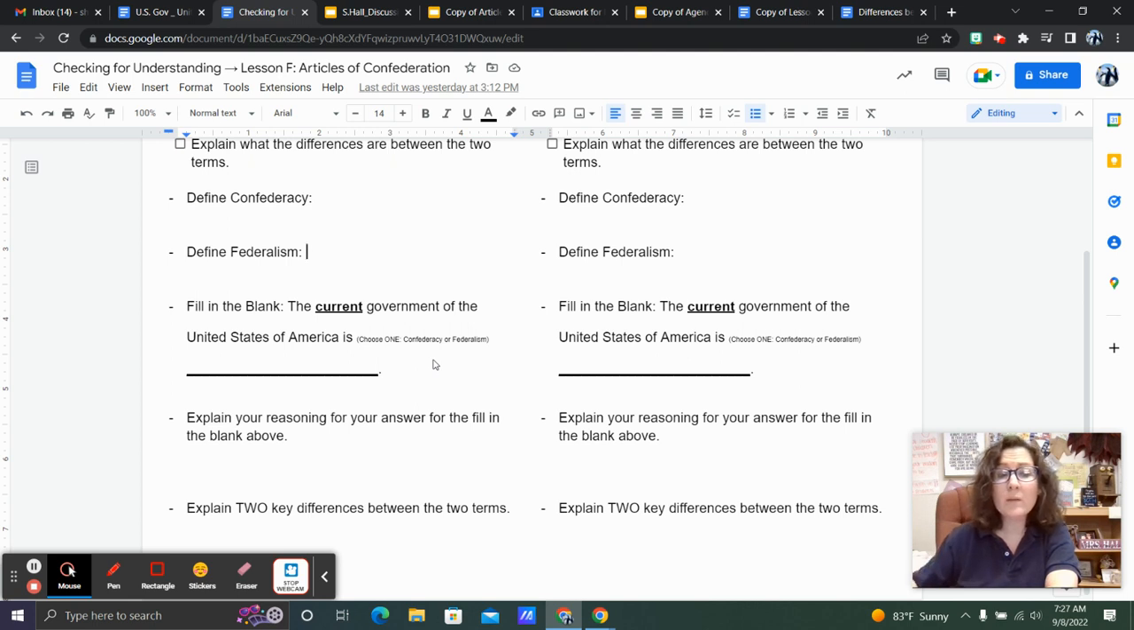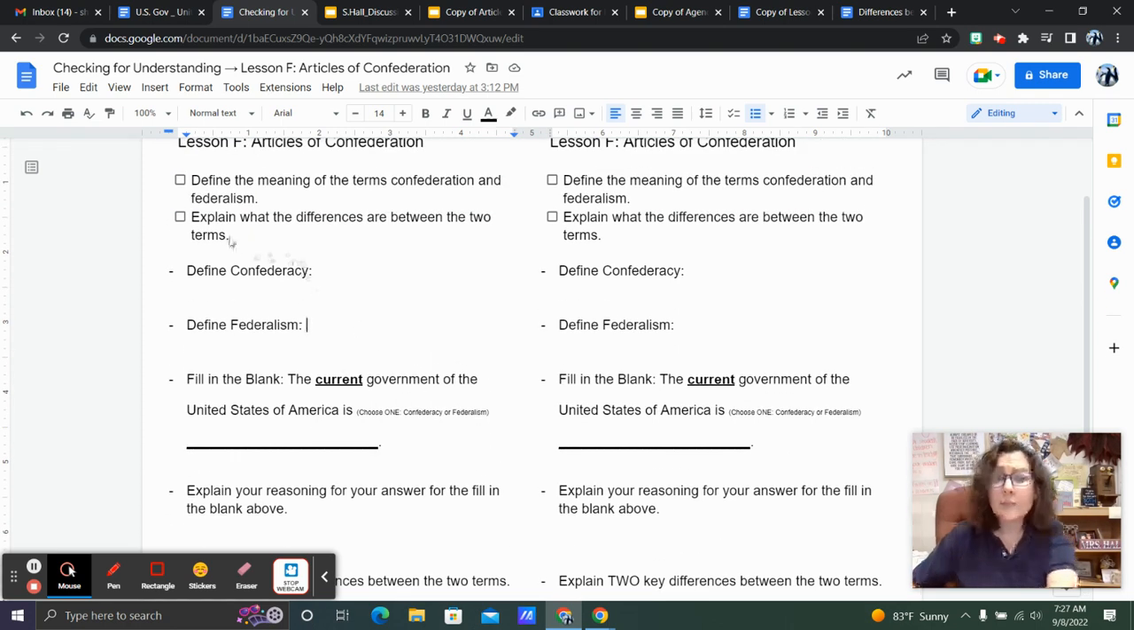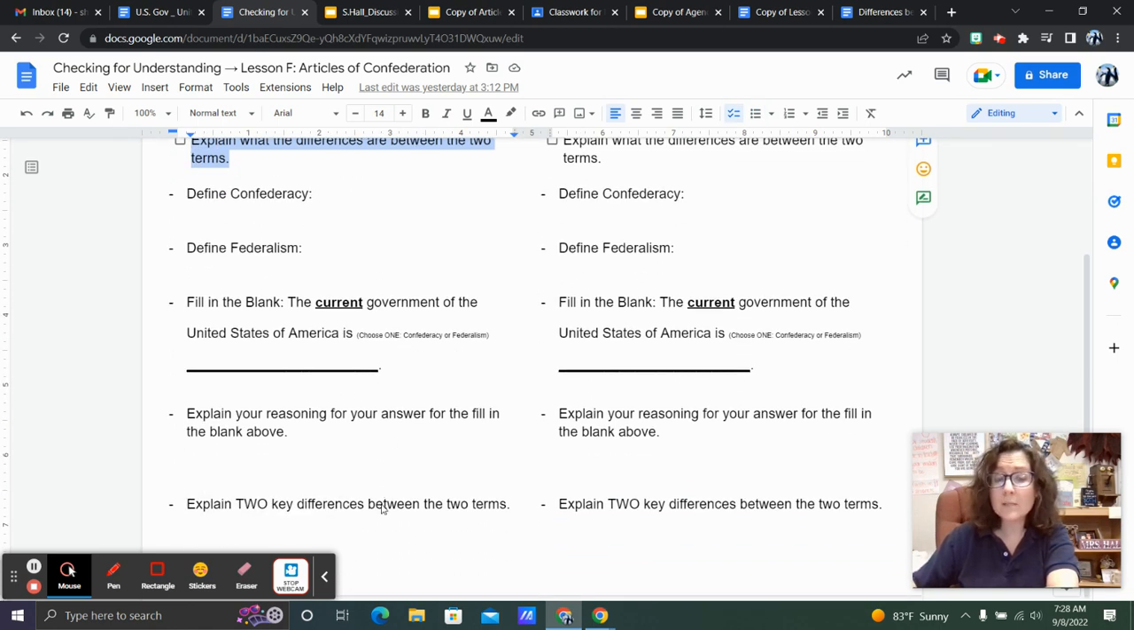So the current government of the United States of America, so today, so I'm trying to make that connection of in the past we were a confederacy. Currently today we are a federalism. And then I literally made them answer the learning target. Explain what the differences are between the two terms. Explain 2 key differences between the 2 terms.